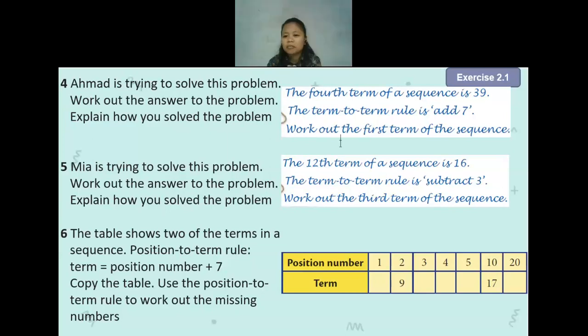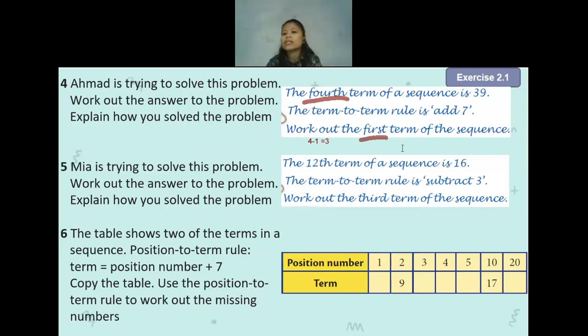39 minus 21, I guess, because add 7. How do you get 21? That's a correct step. But how did you get 21? Can you tell me? 7 times 3. Okay, how do you get 3? The fourth and the first. Okay, so fourth minus first equals 3.